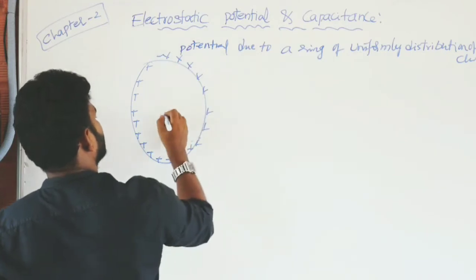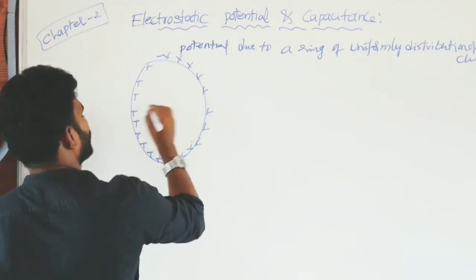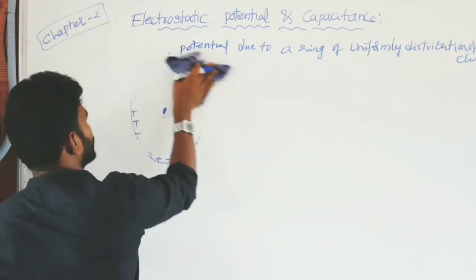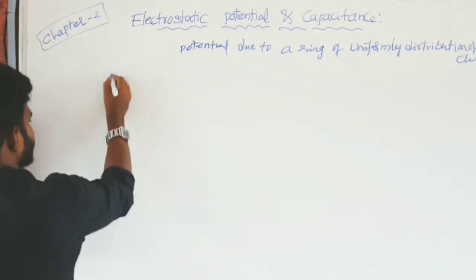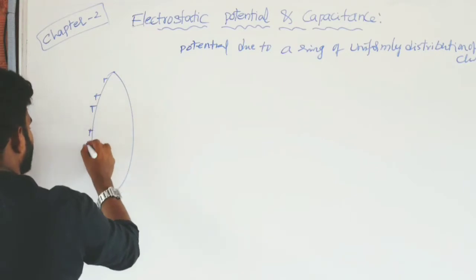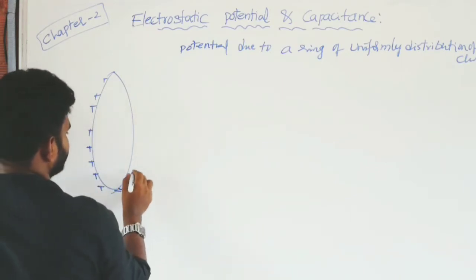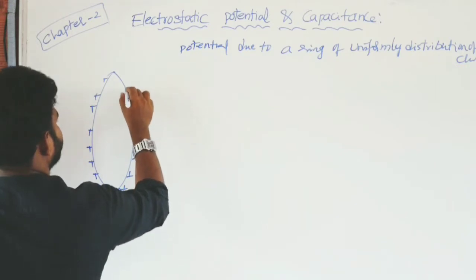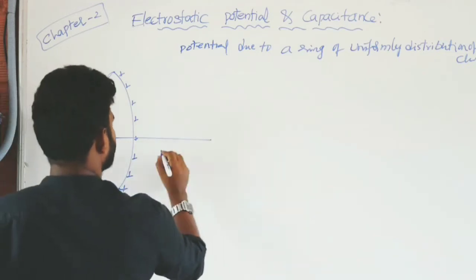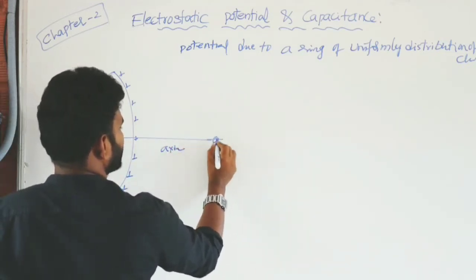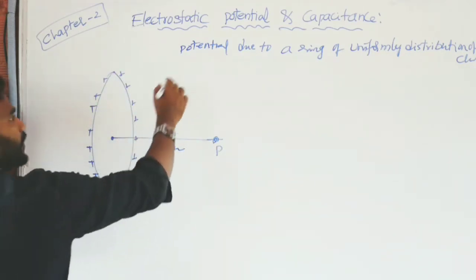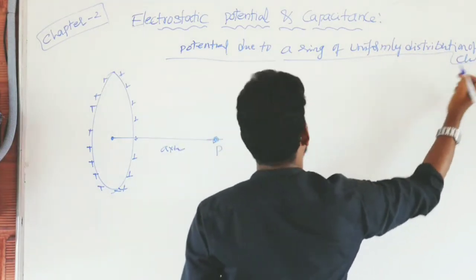Ring means inside, there is no matter. So this is the center O. Let us draw clearly so that you can understand easily. Uniformly distributed positive charge I am going to take here. This is the center of the ring. Let me consider an axial point P. At point P we have to find the potential due to this ring.